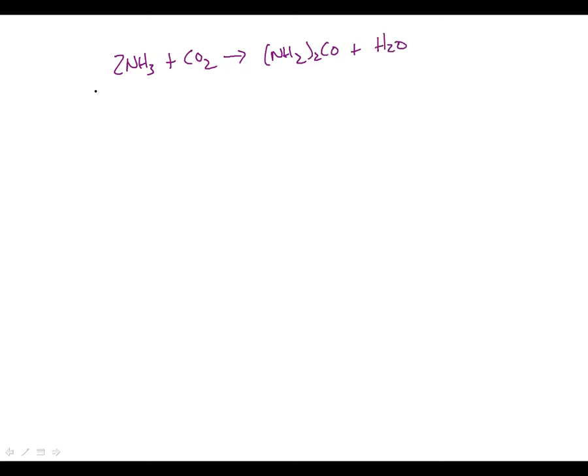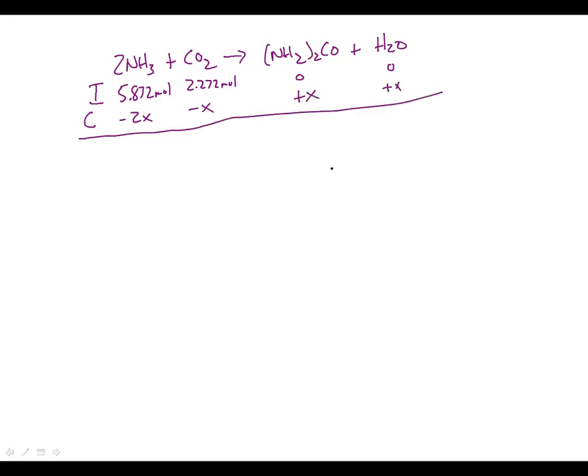And again, initially here, we're going to put in the moles that we just calculated, and that's 5.872 for our NH3. That's the 2.272 for our CO2. That's going to be 0 and 0. Change part here, again, we want to make sure we take those coefficients into account. So that's going to be minus 2x, minus x, plus x, and plus x in this case. Again, with those coefficients, that is what allows us to do the mole-to-mole relationship.